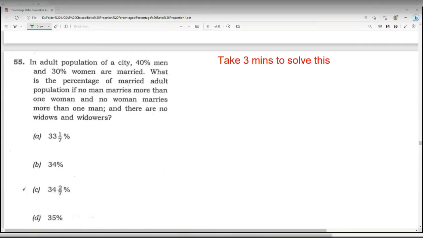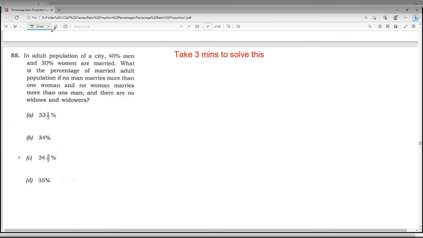Take 3 minutes to solve this. Yeah, the time is up. Please select the answer choice that you have got. Majority have got option D, and 29% have got option C. So we'll see how to go about this question.